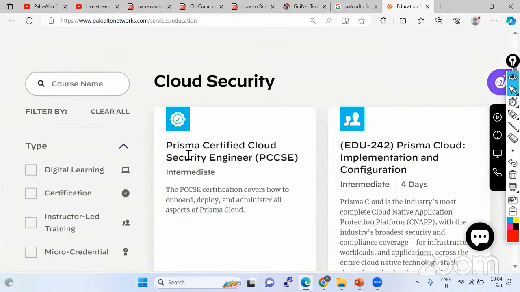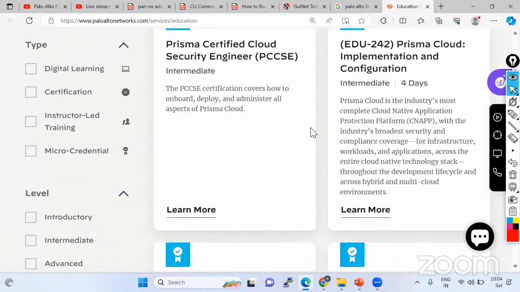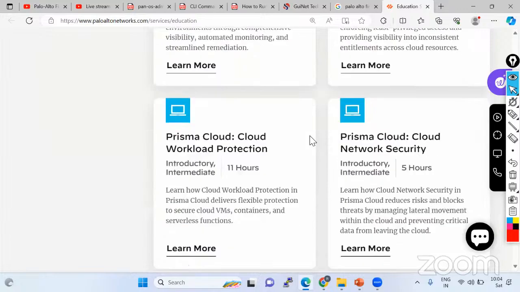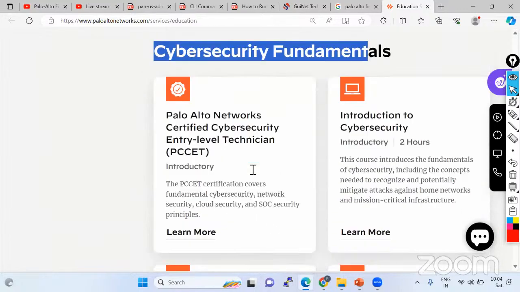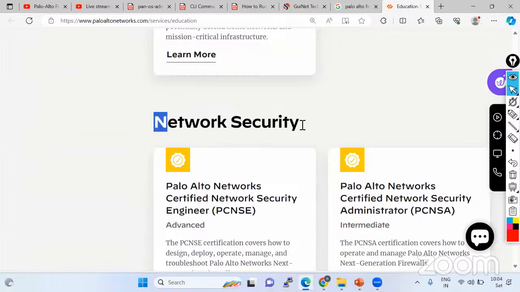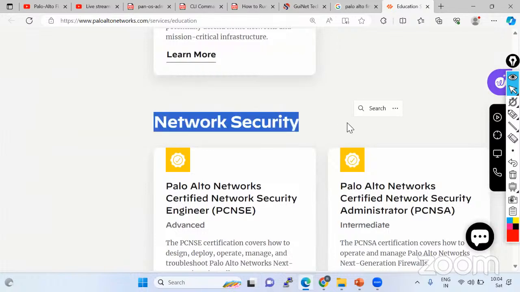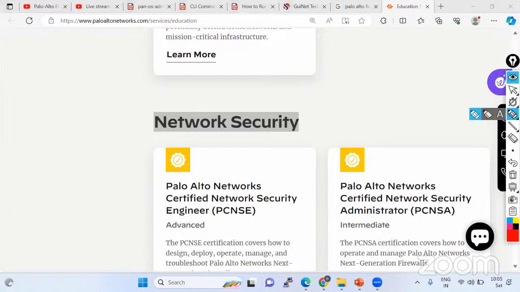If you go here, you'll find cloud security, cyber security, and network security. We have to understand what network security is, what cyber security is, and what cloud security is. Unless we understand all these things, we won't have a clear picture of why we should do this firewall training, right?